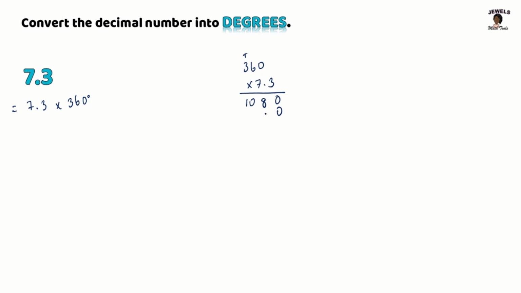So 7 times 0 is 0. 7 times 6 is 42. We'll put our 2, carry the 4. 7 times 3 is 21. 21 plus 4 will give us 25.